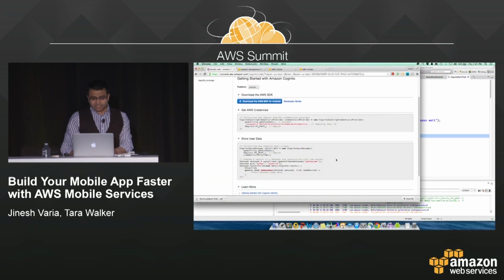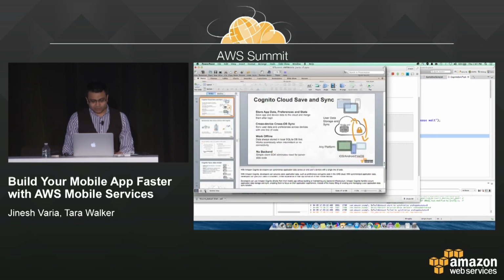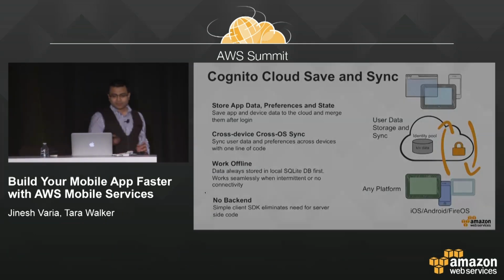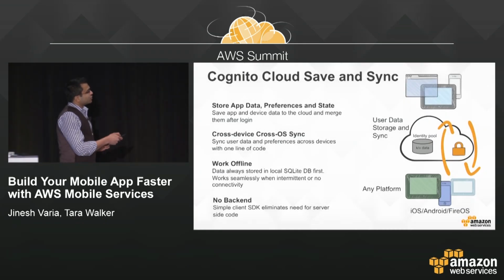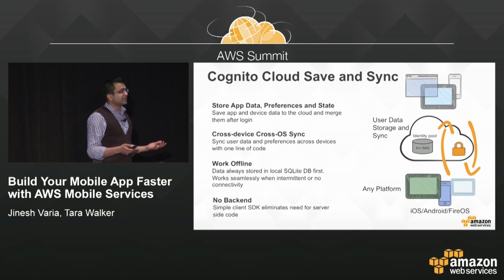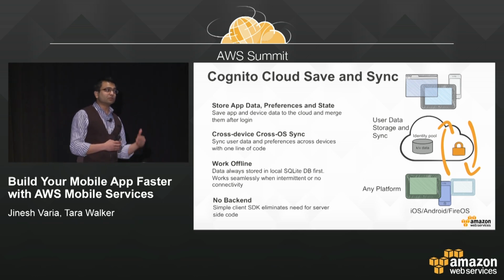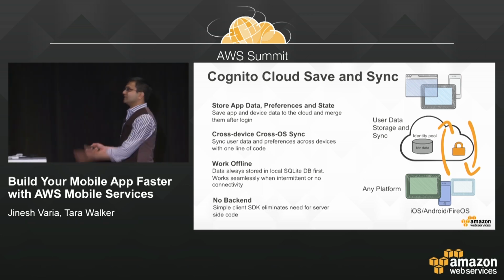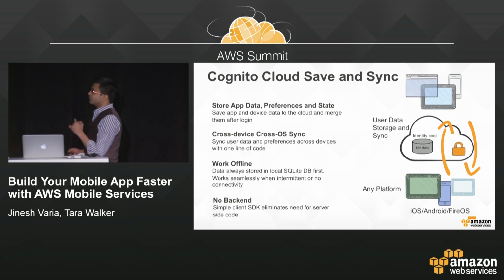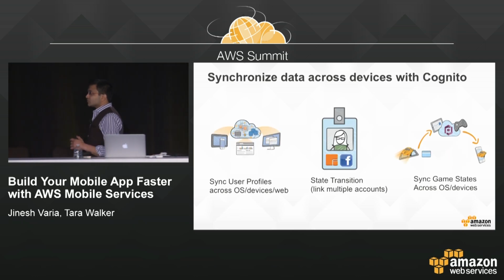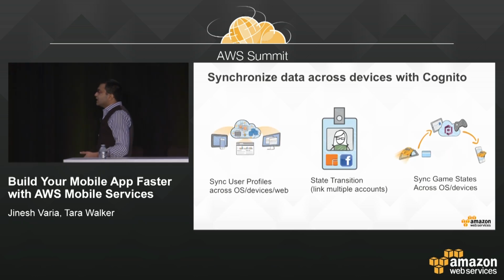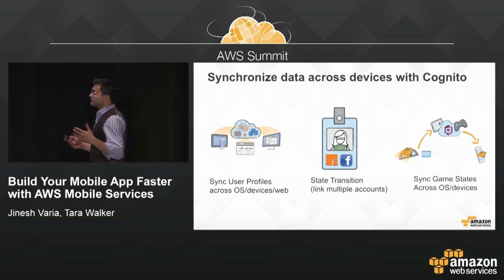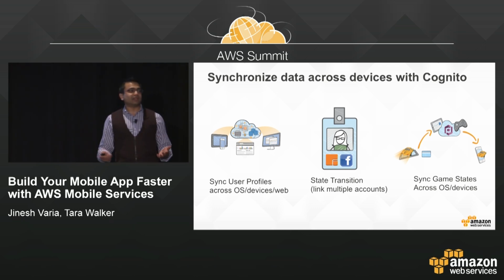So going back, you can see your app preferences, your cross-device sync, and at the same time, it works with offline cache as well, because it's always connecting to the local cache, and you don't need any backend whatsoever. Everything is on the server side. You just have to run one line of code overall. So syncing user profiles, syncing across devices or game states is basically turned down to one line of code.